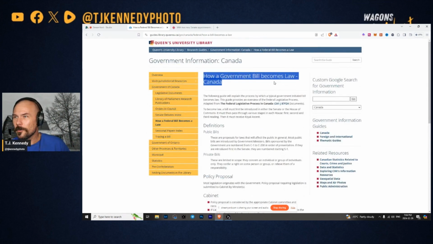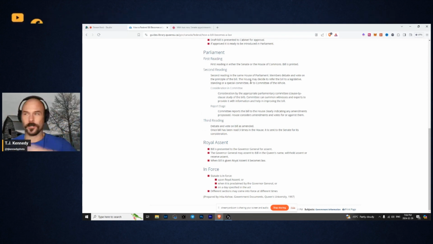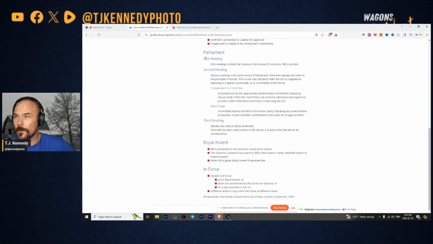How does a government bill become law in Canada? So we have the House of Commons and we have the Senate, and the bill can start in one and go to the other, or vice versa, okay? So the bill right now, this Online Harms Act, is in its first reading, okay?